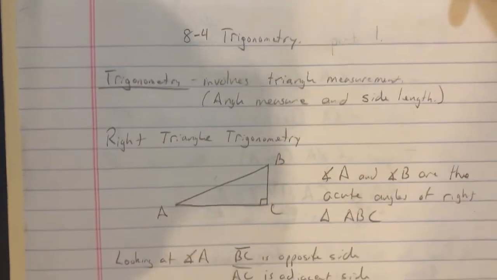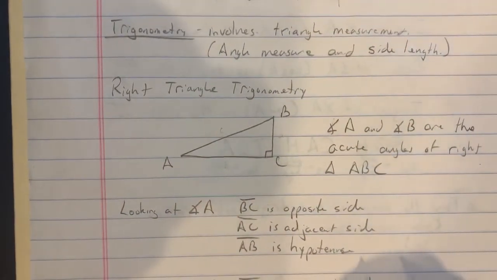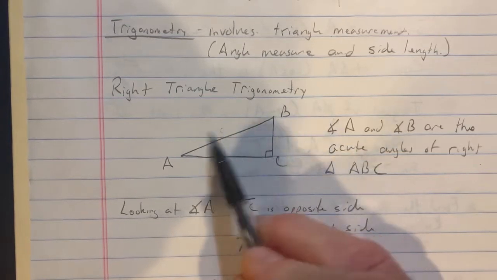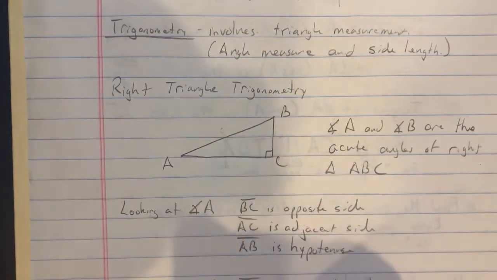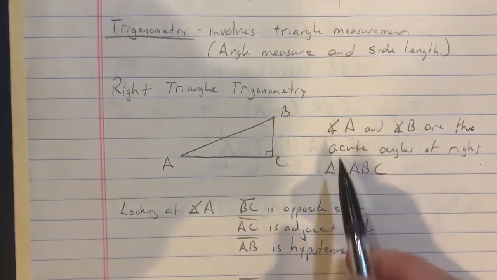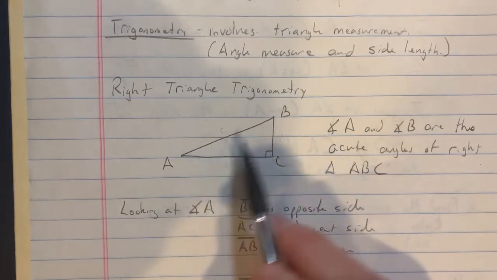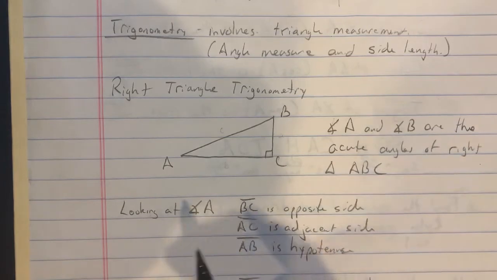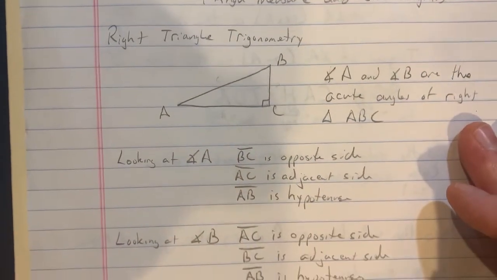Right triangles specifically, we're pretty familiar with the right triangles. Remember that the side opposite the right angle is the hypotenuse. The other two sides are called the legs, and those are always opposite the two acute angles. So angle A and angle B are acute angles. And so just kind of terminology to make sure we understand.